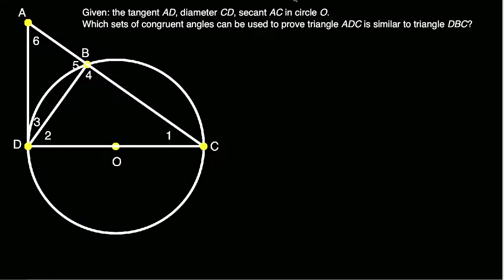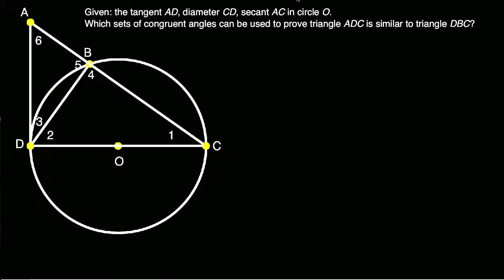One more. Here we go. Okay, we have tangent AD here. We have diameter DC right here. Center of the circle is O. The question is, which set of congruent angles can be used to prove the triangle ADC, the big triangle, is similar to the triangle DBC. So we want to show that the smaller triangle here is similar to the larger triangle.